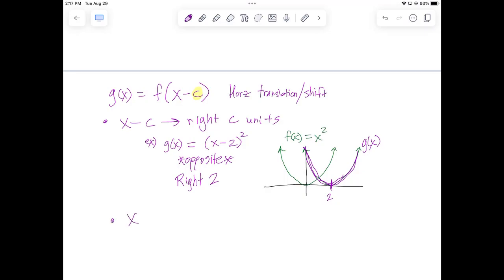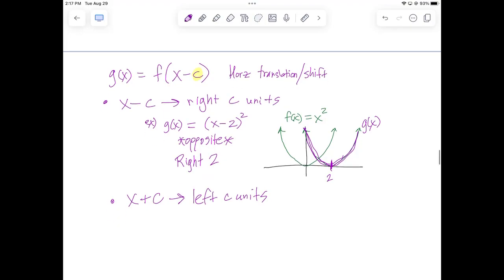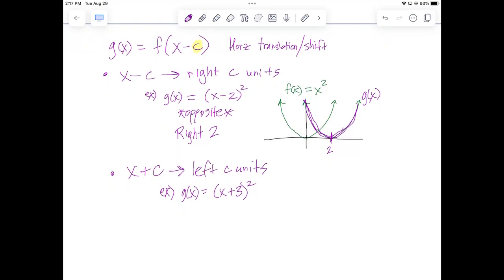All right, what if you see x plus c? If you see x plus c, it's actually going to be left c units. And here's the example. Let's say we have g of x equals x plus, let's do 3, let's use a different number, squared. You need to be able to look at the equation and tell what it's doing. It's squared, there's your function. We're inside doing something, so that's affecting the graph horizontally. It's not multiplied, so it's not a dilation. It's added or subtracted. Anything that's added or subtracted is just a translation.